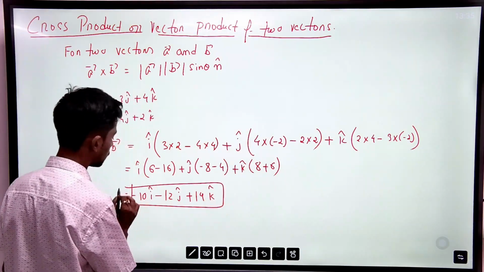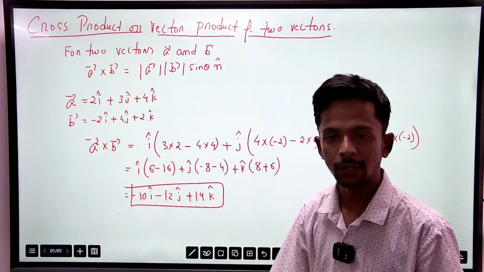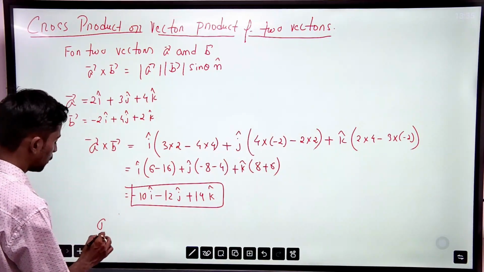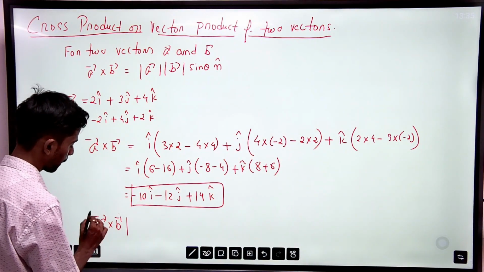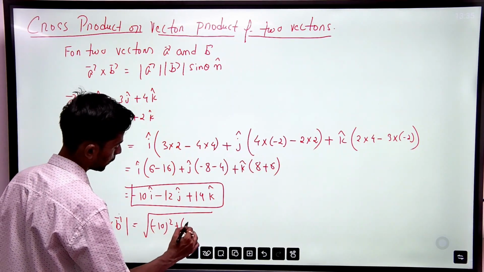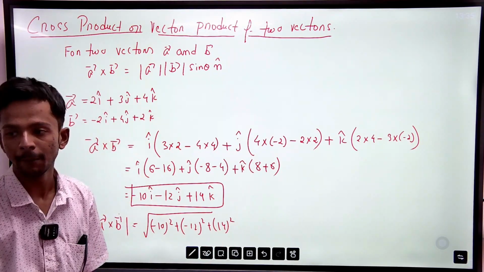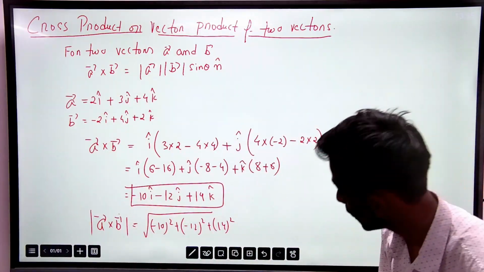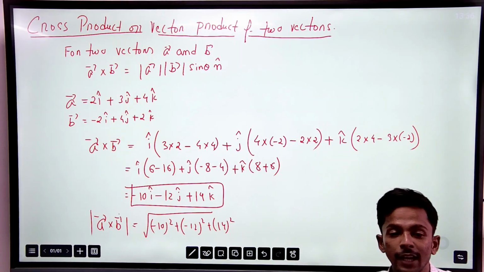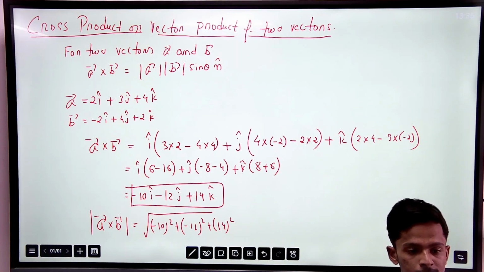This will be your cross product of the two vectors. As I already told you, you are always going to get a vector in the result, right? So this will be the vector, and if you have to find the magnitude of this vector, you know how to find it. The magnitude will be minus 10 square plus minus 12 square plus 14 square. When you take the cross product, you are getting the result as minus 10i minus 12j plus 14k, and to find the magnitude you just have to take the square root of a square plus b square plus c square.